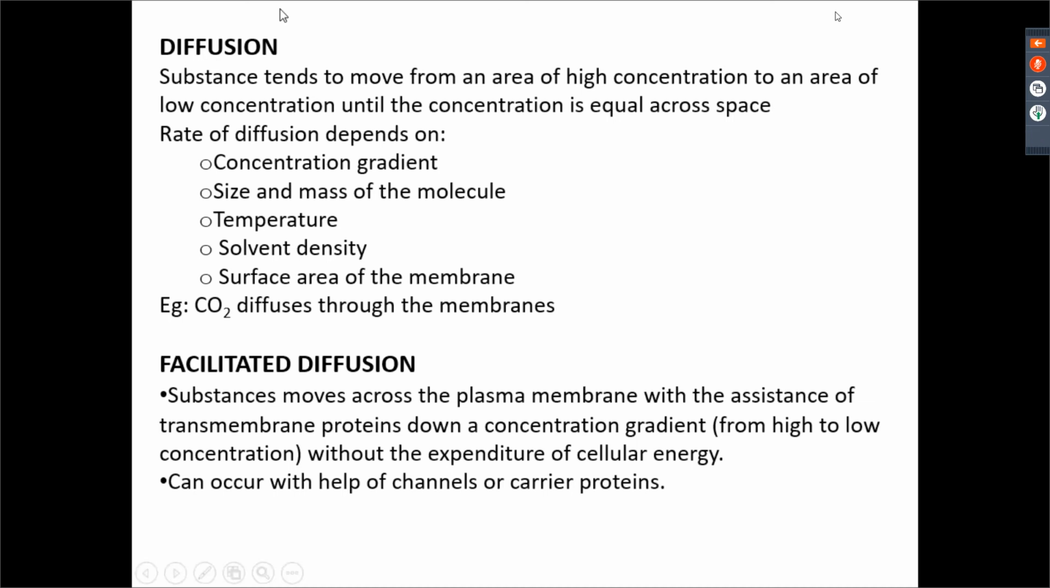Diffusion is when a substance tends to move from a region of high concentration to a region of low concentration. And the rate of diffusion depends on concentration gradient, size and mass of the molecule, temperature, solvent density, and surface area of the membrane. An example of diffusion is carbon dioxide. Carbon dioxide diffuses through the membranes. Because our cell membrane has a hydrophobic core, usually only lipid-soluble molecules are able to diffuse through the membrane.